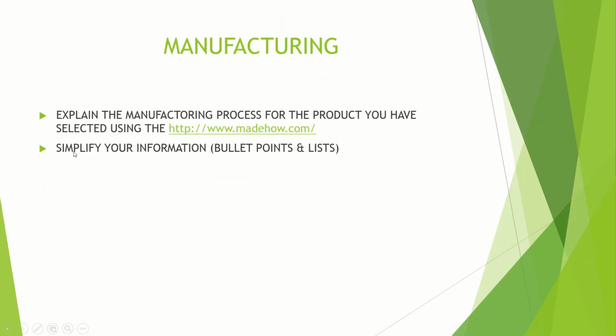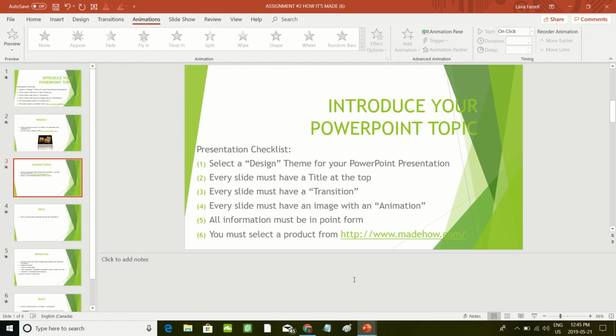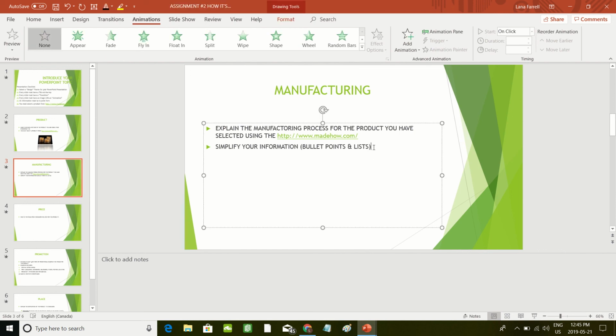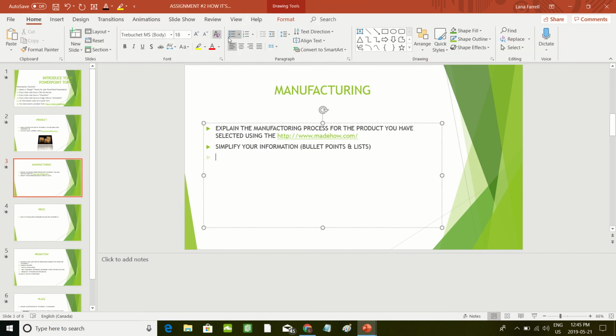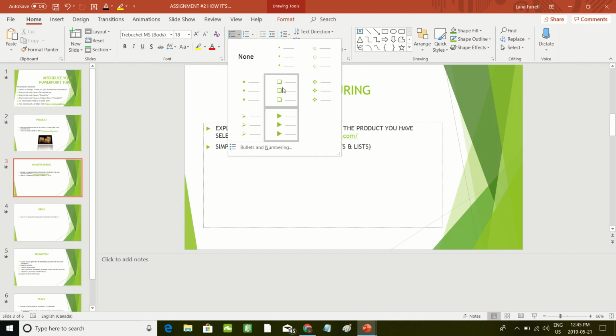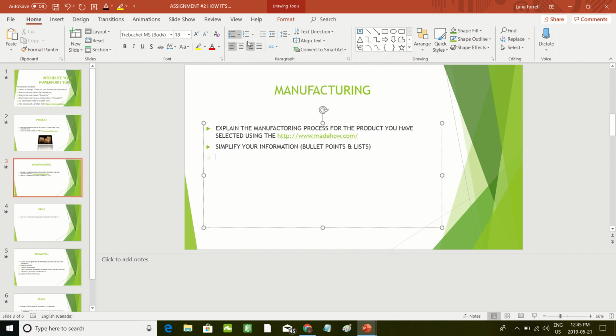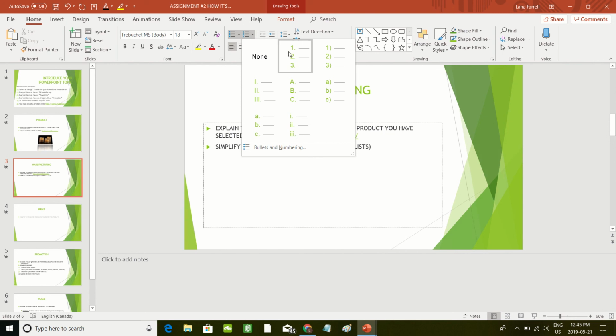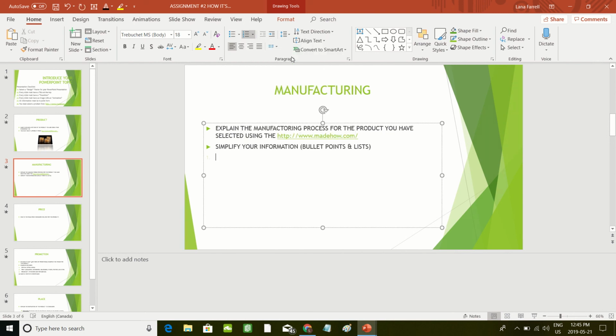So make sure that you are simplifying your information and putting it in bullet point forms and lists, which is the last thing I'm going to show you how to do. So for bullet point form, you're going to go up to home, and right here you can click on the different types of bullets you want to include. Or if you're wanting to number, let's say step 1, step 2, etc., you can click on lists. That is how you complete assignment number 2.